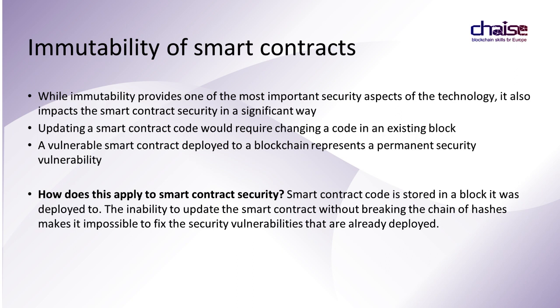The longer such a smart contract is being used, the higher the possibility that someone discovers the vulnerability and exploits it. How does this apply to smart contract security? The inability to update the smart contract without breaking the chain of hashes makes it impossible to fix the security vulnerabilities that are already deployed.